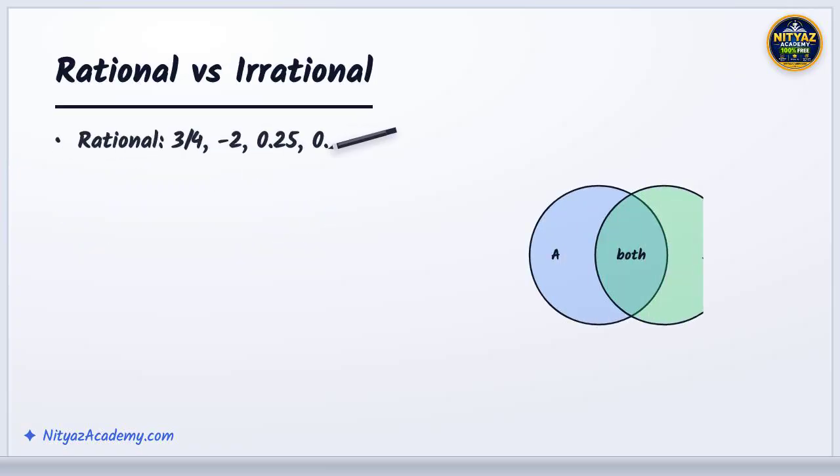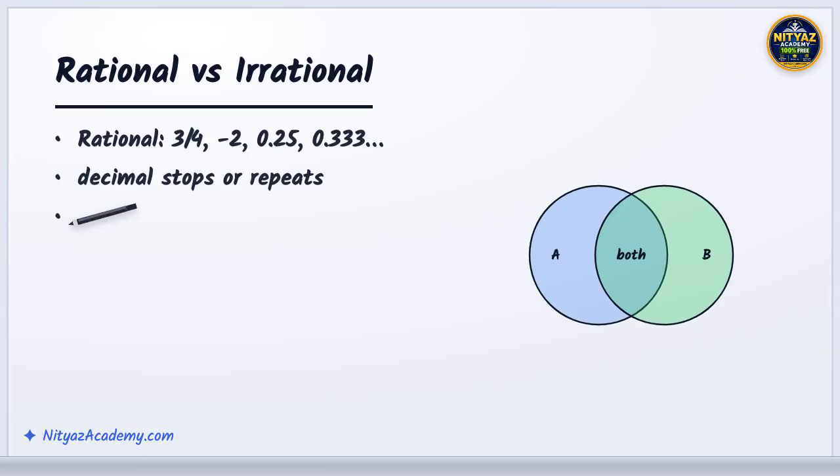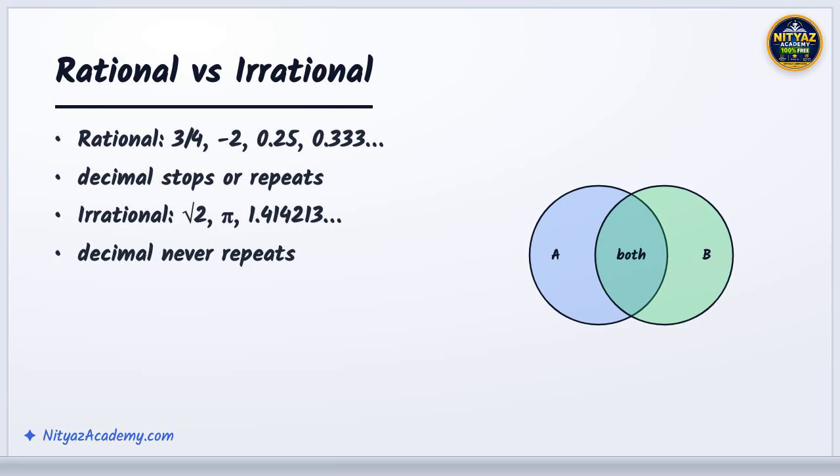Here's the big split. A rational number's decimal either stops, like 0.25, or repeats, like 0.333. An irrational number, like the square root of 2 or pi, runs forever with no pattern. Together, rationals and irrationals make up all the real numbers. The Venn diagram shows they never overlap.